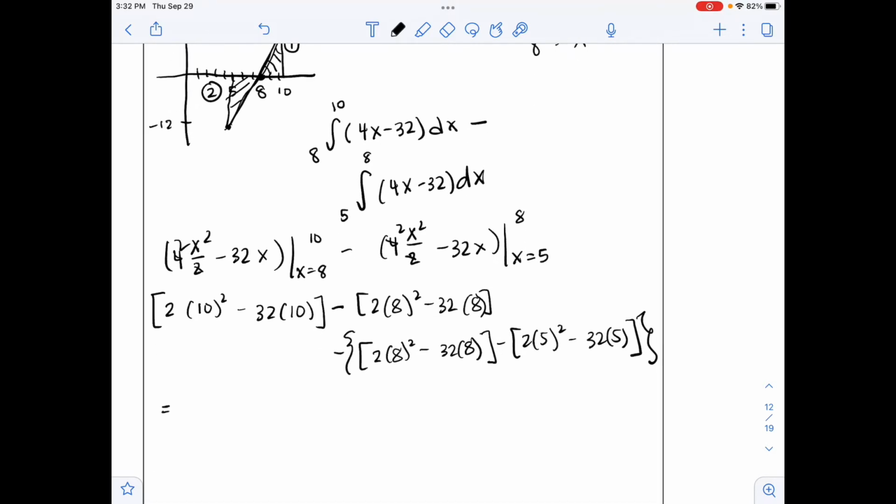So from here, working out 2 times 10 squared minus 32 times 10, we get negative 120 minus, and then substituting in 8, we get negative 128. So we'll subtract those. Minus, and then substituting 8 again, we get the negative 128. Minus, and then substituting in 5, we get negative 110. And so then working this out, we arrive at 26.